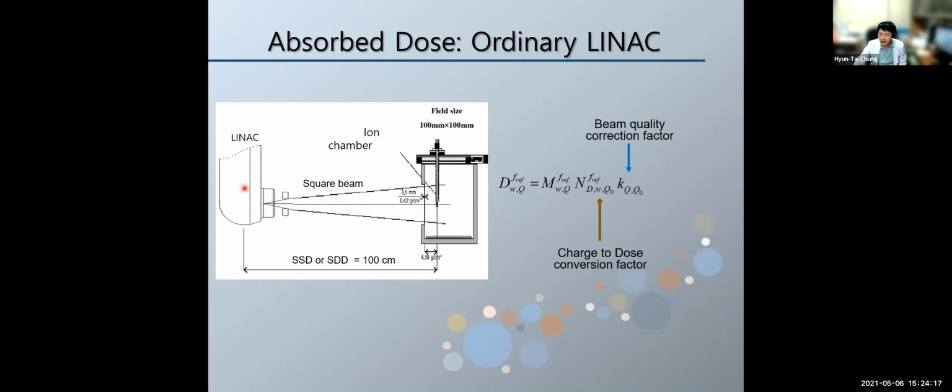Now the source is LINAC, which is different from cobalt. So in order to obtain the dose to water, we need another factor. It considers the difference between the LINAC and cobalt source. So this is the beam quality correction factor. So you know this formula very well.